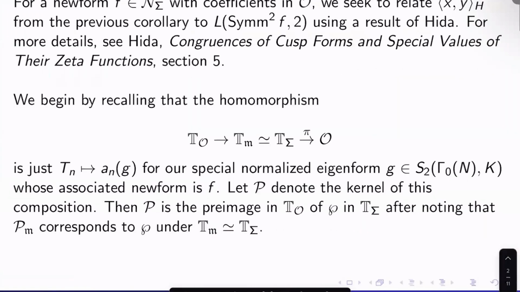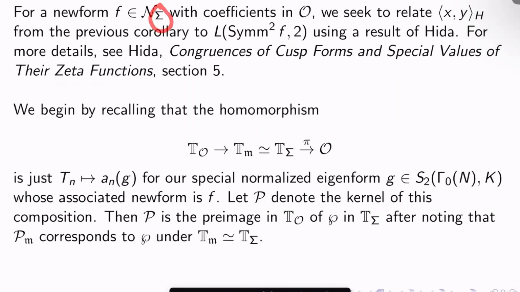So we're going to take a finite set of primes sigma in sigma sub rho bar, as we've been doing for a while now, and we're going to let F be a newform in N sub sigma with coefficients in O, our discrete valuation ring. And what we want to do in this video is relate bracket xy sub H, which is a gadget we came up with last video from the previous corollary, to L sim squared F evaluated at 2 using a result of Hida. For that, you can see Congruences of cusp forms and special values of their zeta functions, section 5, if you'd like to see more details than what I give you today.